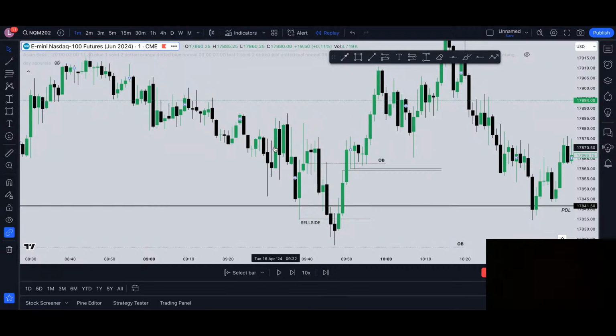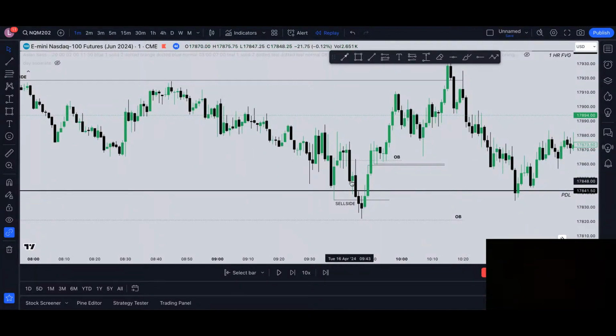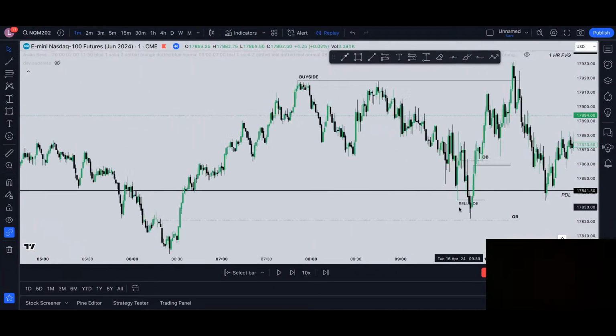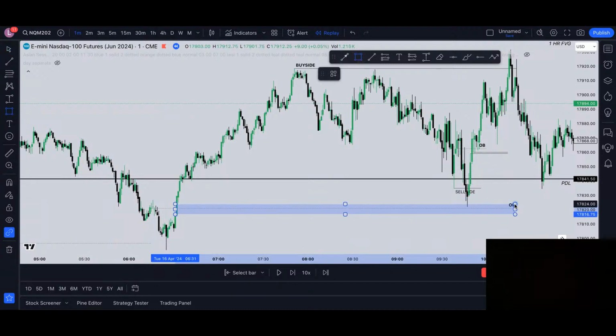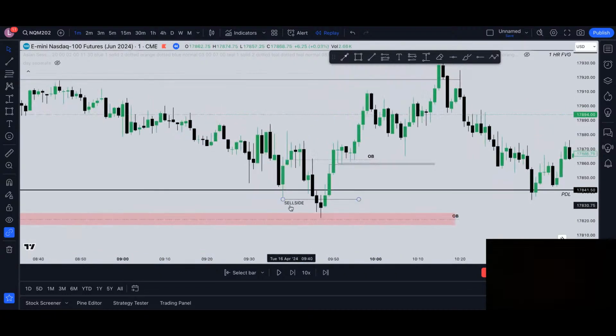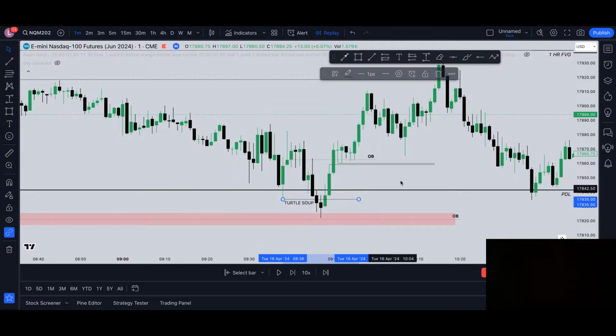9:30 opening. Didn't do anything. Touched the previous daily low. Took the sell side once again. Touched the order block. And dug deep into this fair value gap. And this is your turtle soup setup. Turtle souped over here.